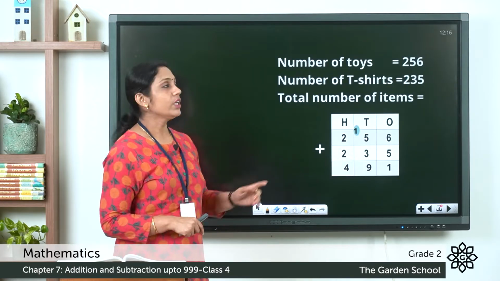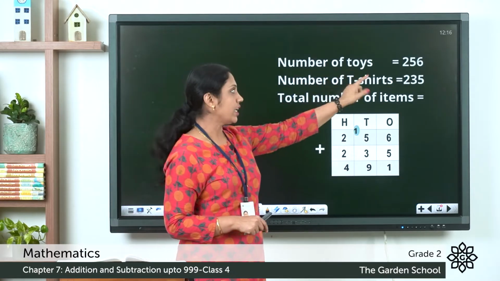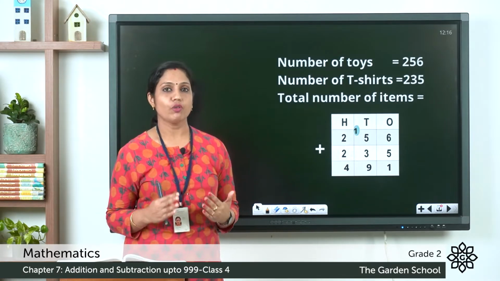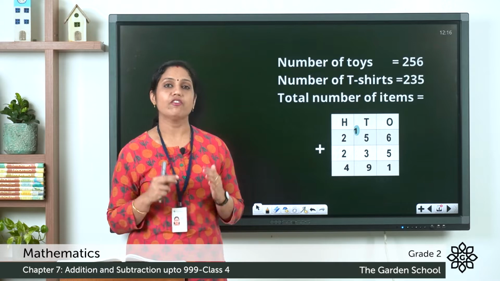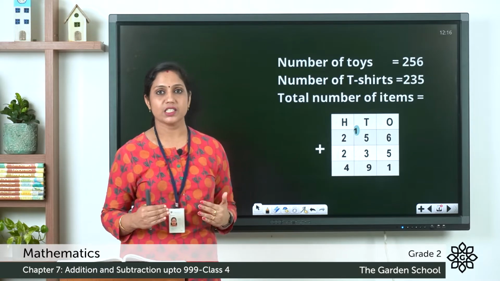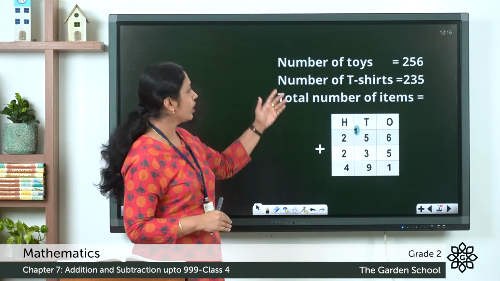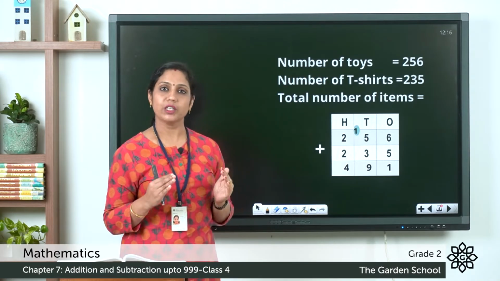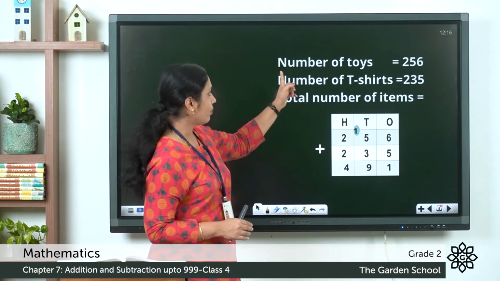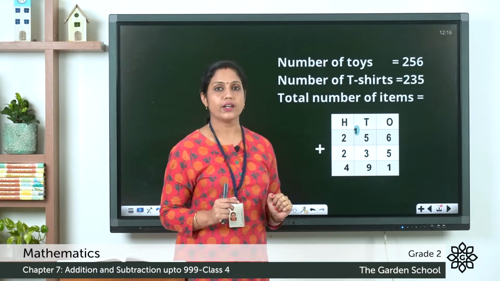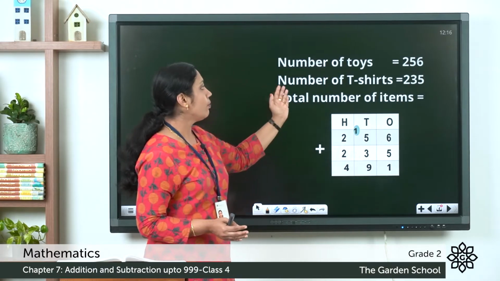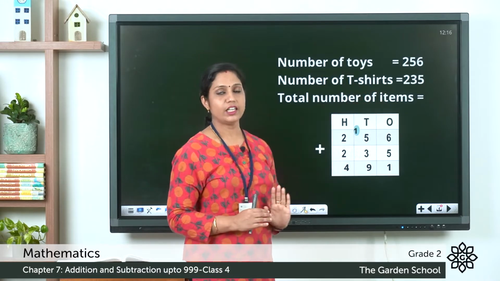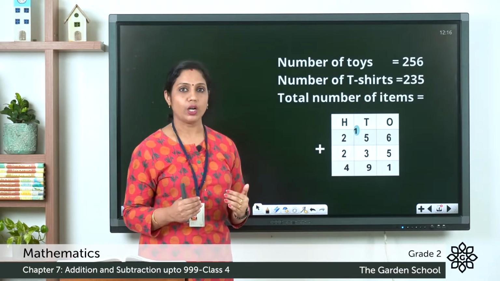You can write it down. Number of toys is equal to 256. So read the question 3 or 4 times, understand it properly, and from the question itself you can form the steps for the word problems. So here you can write number of toys. This sentence you can take down from the question itself. So number of toys is equal to 256. Number of t-shirts is equal to 235.